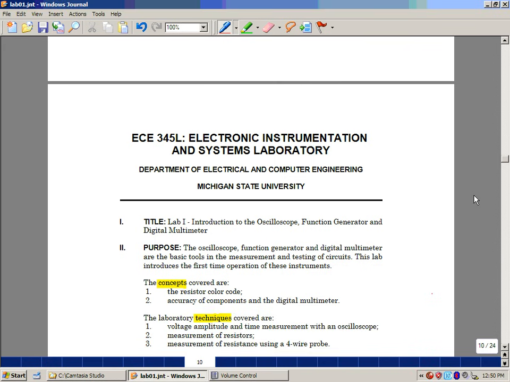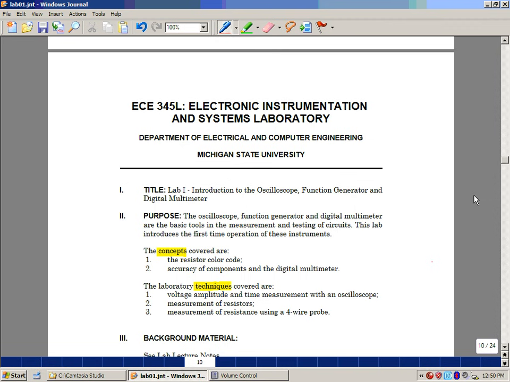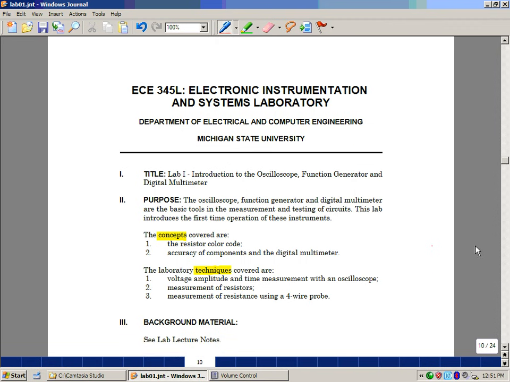Each lab has a purpose. In this particular case, the purpose of this lab was to introduce you to an oscilloscope, a function generator, and a digital multimeter as our basic tools of measurement and testing. And in this lab, we'll get our first time operation of these instruments. With most labs, we'll see that there are concepts covered and techniques covered. In this particular lab, we talked about the resistor color code and the accuracy of components and the digital multimeter. There are also more things in specific parts of the lab. The laboratory techniques that you will also experience when you do the lab are voltage, amplitude, and time measurement using an oscilloscope, measuring resistors, and then measuring resistors with a four-wire probe.